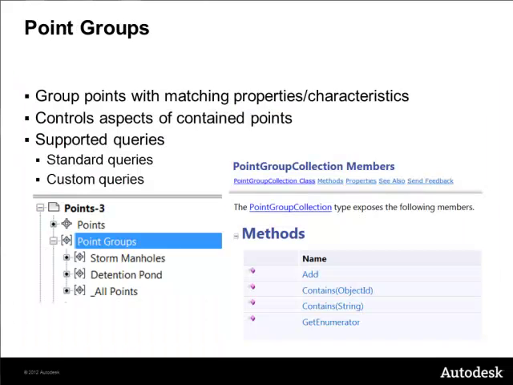Let me talk about point groups now. A point group is an important and powerful feature of Civil 3D. In the Civil 3D 2013 release, we have exposed an API that allows you to work with point groups in a drawing. You can create them, modify them, and delete them. The point groups in a drawing are exposed through the point groups property in the Civil document class, which returns a point group collection object. Creating a point group is as simple as invoking the add method in the point group collection and passing it the name of the new point group.